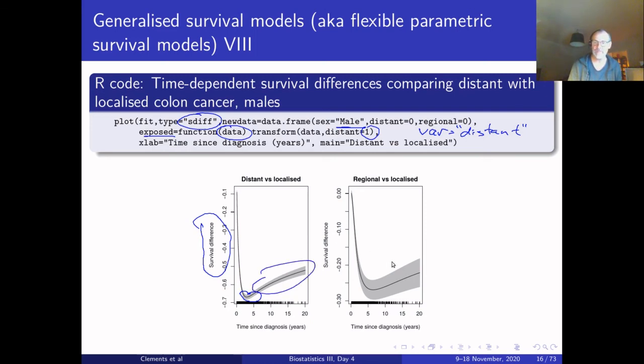Also the hazard is getting closer. This shows distant versus localized, and this is regional versus localized, and this shows that the nadir is around probably 7 years.